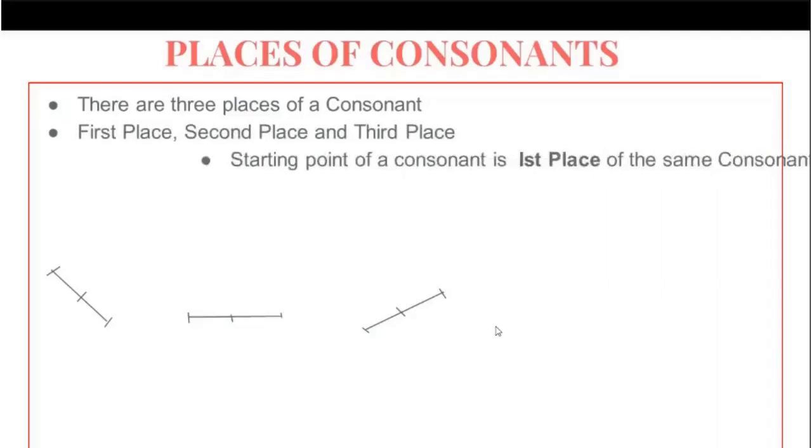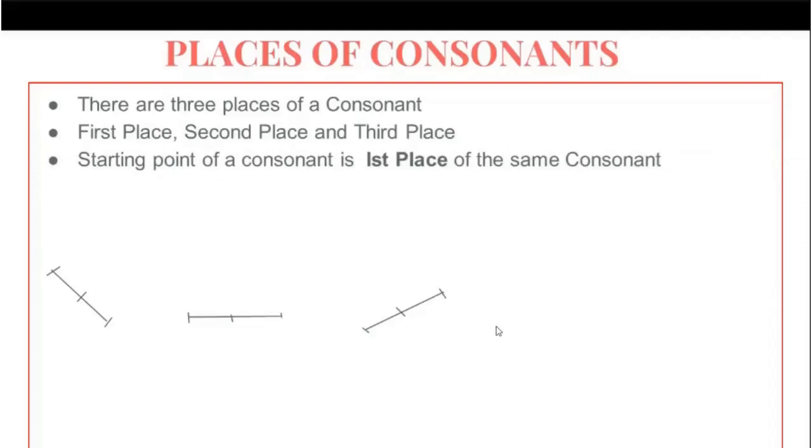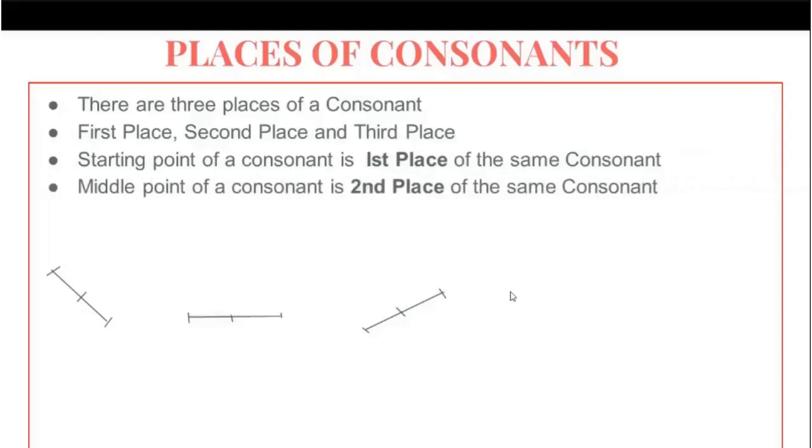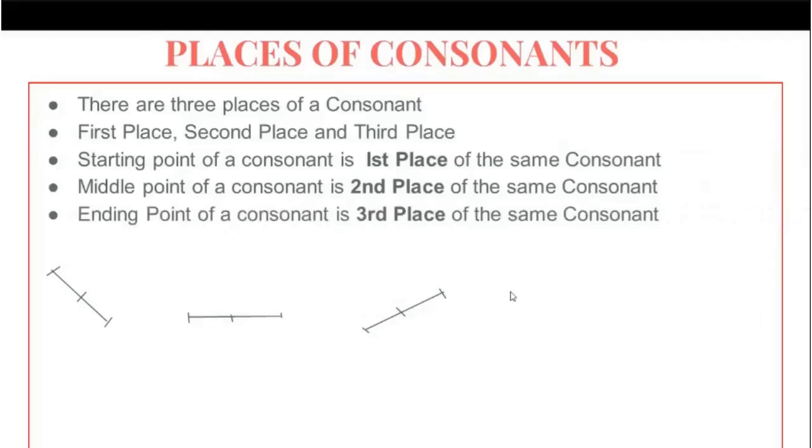First place, second place, and third place. Starting point of each and every consonant is called the first place of the same consonant. Middle point of a consonant is the second place of the same consonant, and the ending point of the consonant is the third place. This is the downward stroke, this is horizontal, this is upward, and we will prepare the outline of cross stroke.